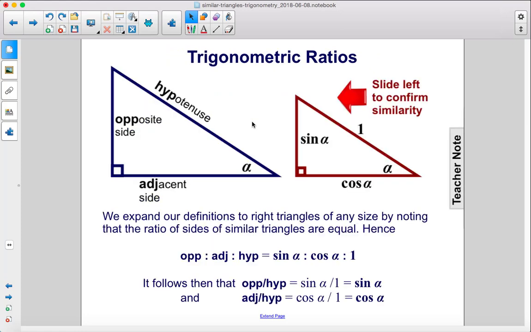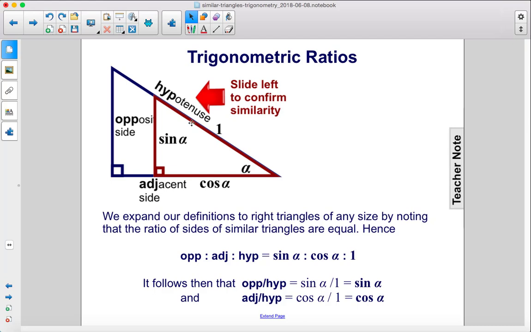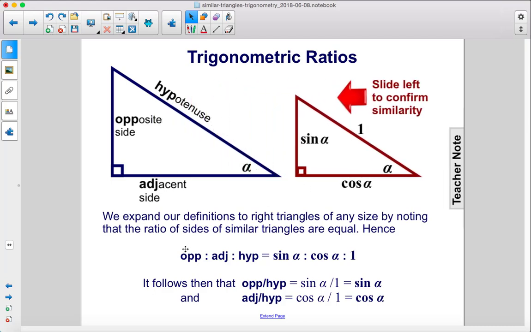We expand our definitions to right triangles of any size by noting that the ratio of sides of similar triangles are equal. So here, we can slide this over, and you can see that these two triangles are similar. The opposite side to the adjacent side to the hypotenuse is an equal ratio to sine alpha, cosine alpha, and 1. It follows then that opposite over hypotenuse equals sine alpha over 1 equals sine alpha, and adjacent over hypotenuse equals cosine alpha over 1 equals cosine alpha.